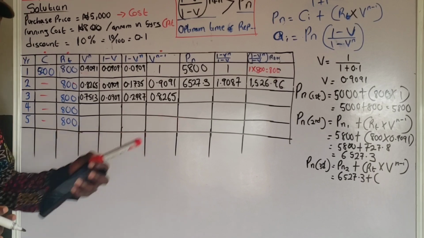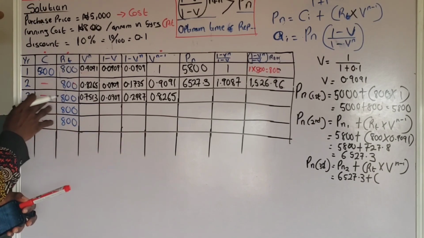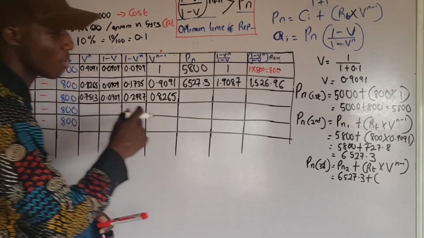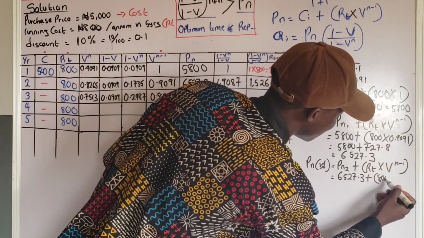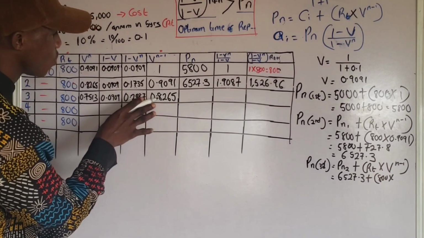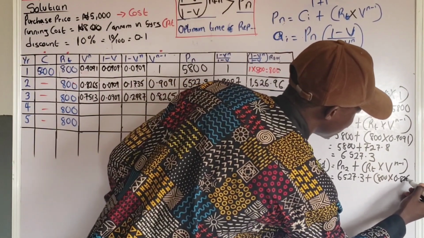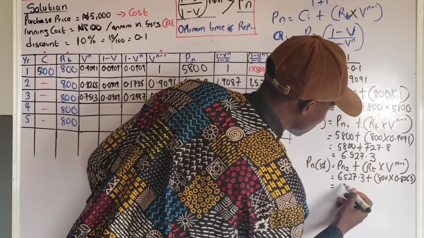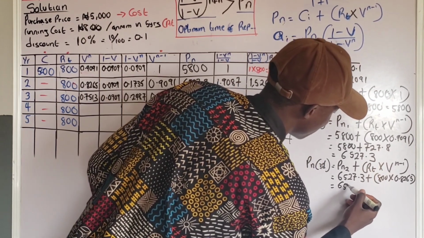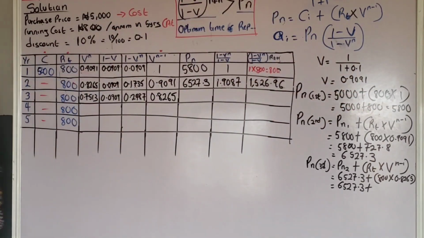So now, it is RT. RT simply means RT of that same year. Now, we are in year 3. So, RT of year 3 is what? 800. So, I'm going to have 800 multiplied by v raised to the power of n minus 1. V raised to the power of n minus 1 is 0.8265. So here I'm going to have 6527.3 plus 800 multiplied by 0.8265.